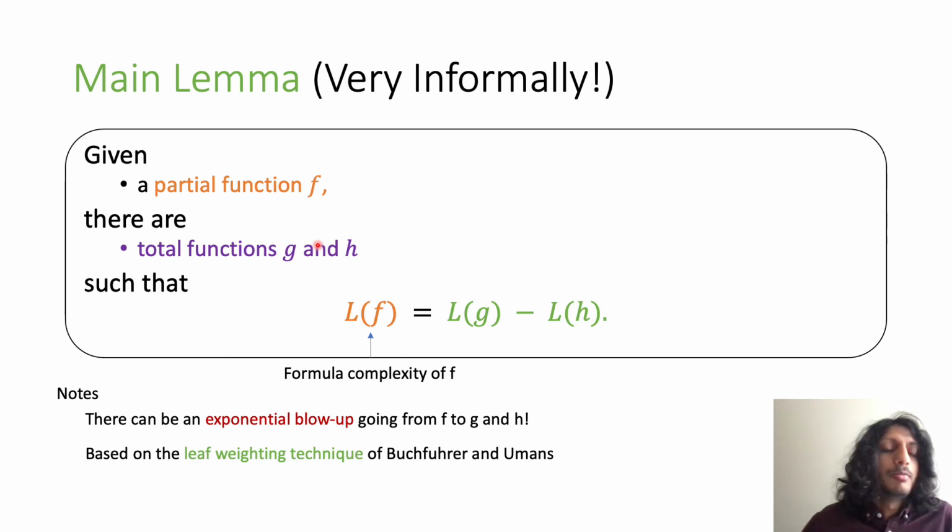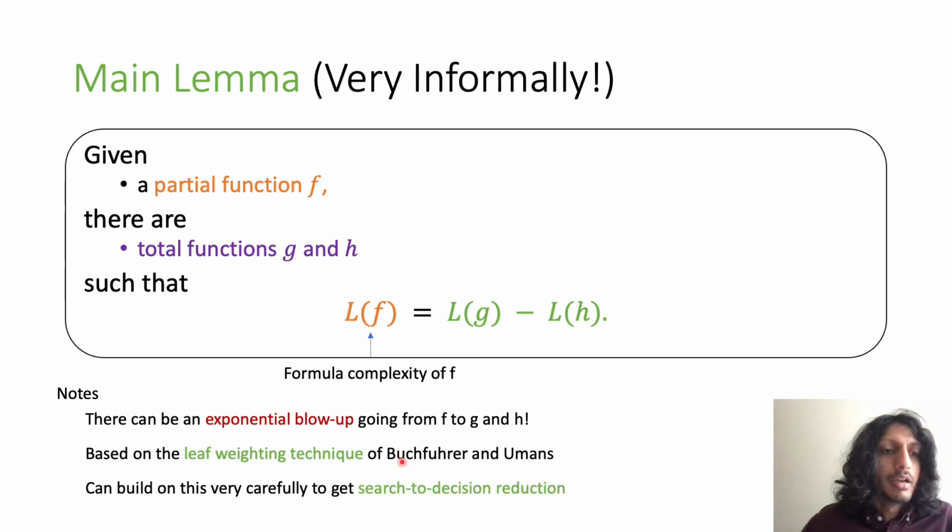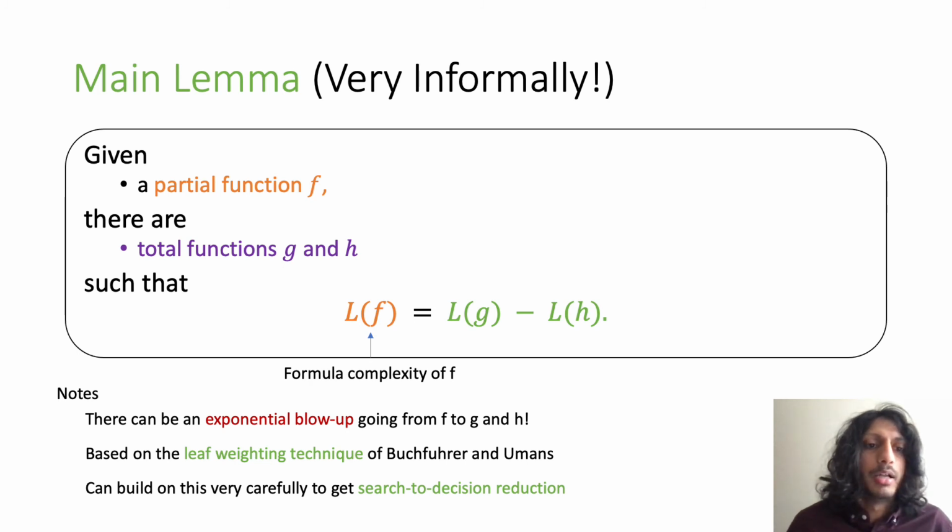Another thing is that we build off some prior work here, and in particular we use the leaf weighting technique of Buchführer and Ummans. And lastly, you can build on this lemma very carefully in order to get our search decision reduction. You need to be very careful because you really don't want to introduce an exponential blowup because the search decision reduction requires polynomial time, but you can indeed build on it to get the search decision reduction.